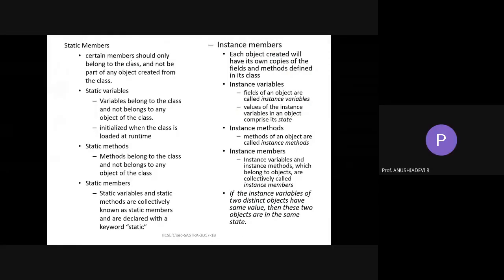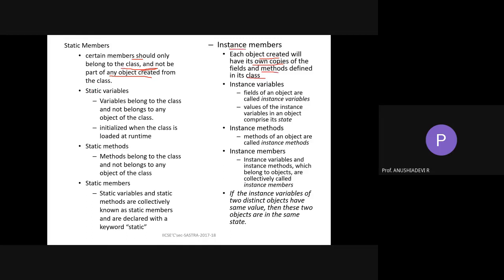So certain members should only belong to the class and not be part of any object created from the class. That means it is common to the class, so it is common to all the objects, not part of any object created from the class. Each object created will have its own copies of the fields and methods defined in the class. So that is a normal member, and that member is called an instance member.